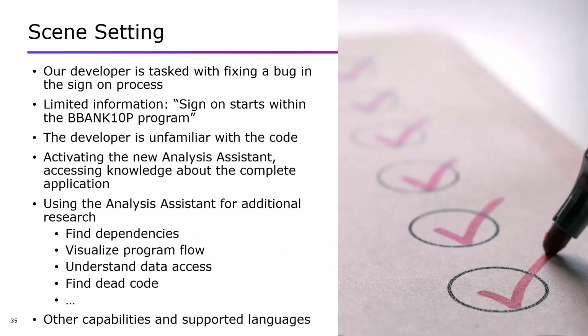This will be a 4.5-minute quick demo of a specific scenario. A developer is assigned a defect to fix the sign-on process without a lot of information to start with, just a program name where the flow starts. Sounds familiar? The developer is not familiar with the code, but will show how using the new Analysis Assistant allows our developer to access an Enterprise Analyzer repository that holds valuable information about the entire application. We'll query dependencies, visualize the program flow, investigate data access, and more, all by asking simple questions in a chat window. We'll also see some other capabilities and supported languages. So let's start.